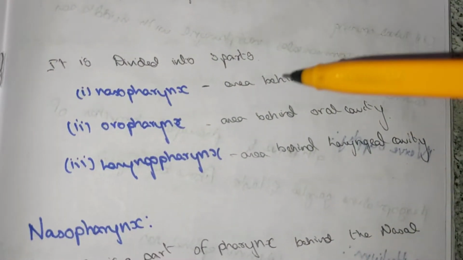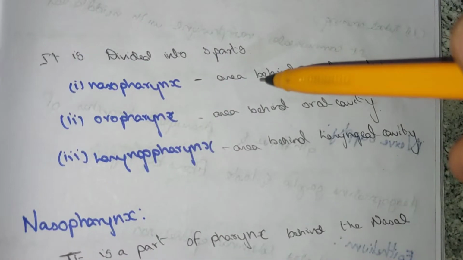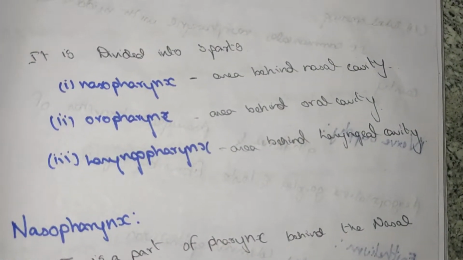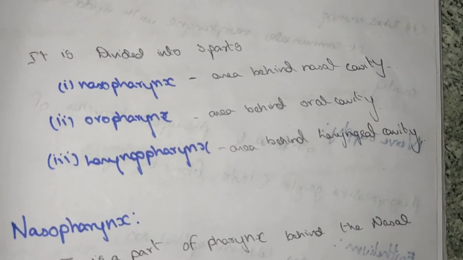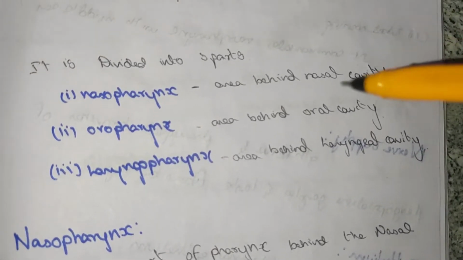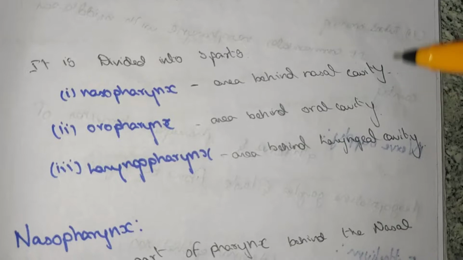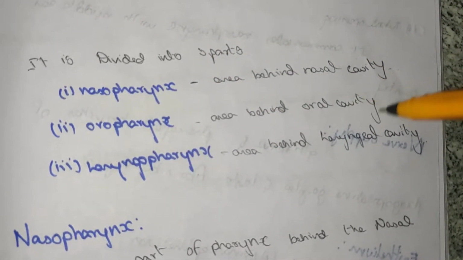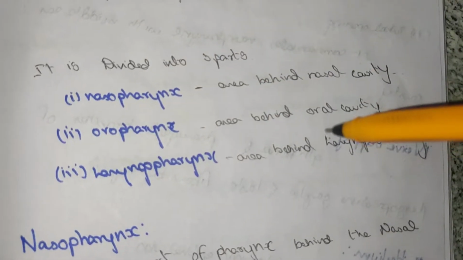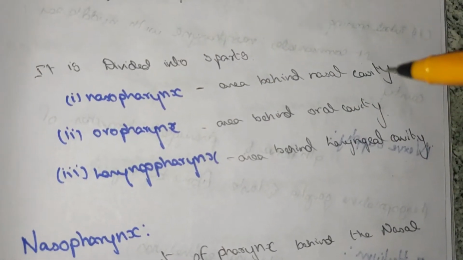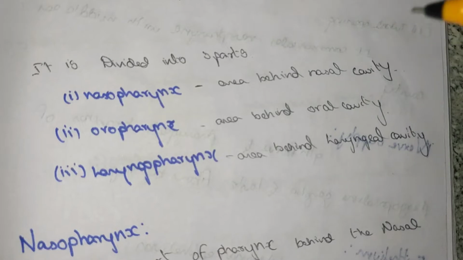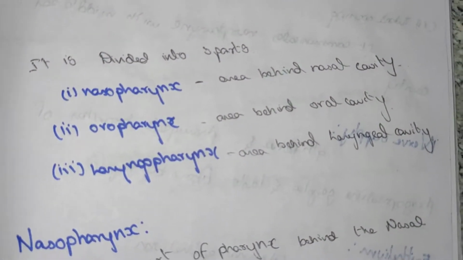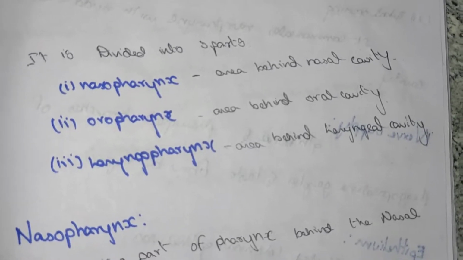It is divided into 3 parts according to the situation. As I said, it lies behind the nasal cavity, oral cavity as well as laryngeal cavity. The part which lies behind the nasal cavity is known as the nasopharynx. The part behind the oral cavity is known as the oropharynx. The part behind the laryngeal cavity is known as the laryngopharynx. We will see each one by one. In the next video, you will see the muscles as well as nerve supply.